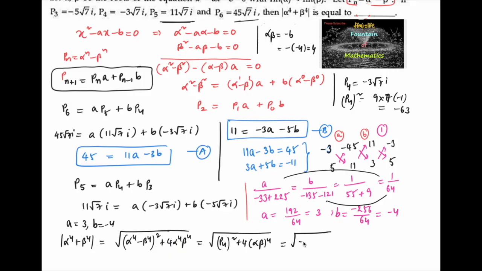So which is equal to root of negative 63 plus 4 times 4 power 4, that is root of negative 63 plus 4 power 5, it is 1024. So which is root of 1024 minus 63, that is 961. Square root of 961 is 31. So we can say the answer is 31.